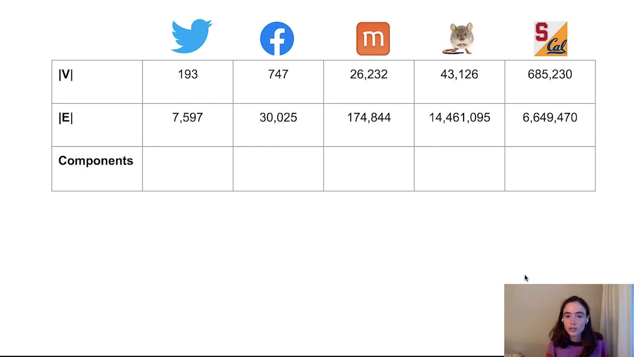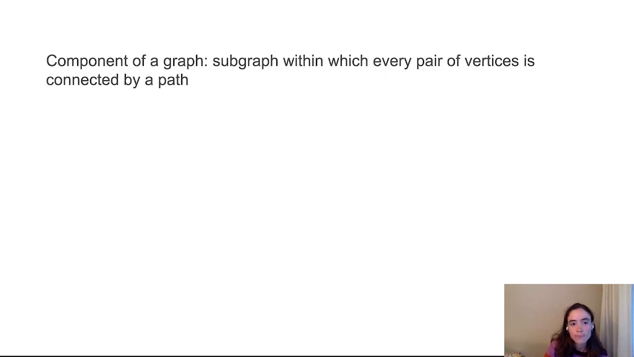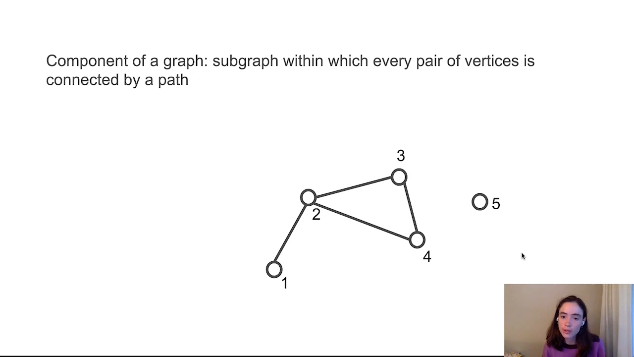So next, one of the next simplest statistics to consider is the number of components of a graph. If you remember from last time, a component of a graph is a subgraph within which every pair of vertices is connected by a path. If we look back at our example graph, let's choose a pair of vertices. We can choose 1 and 4. We can follow a path along these edges to get from 1 to 4. And we could do that for any of the vertices from 1 to 4.